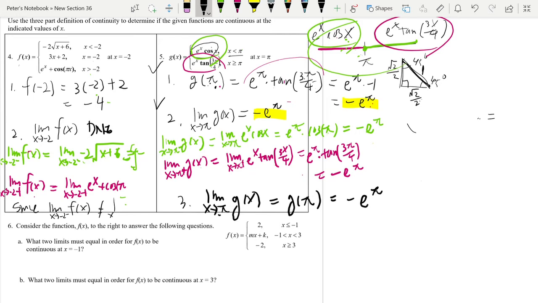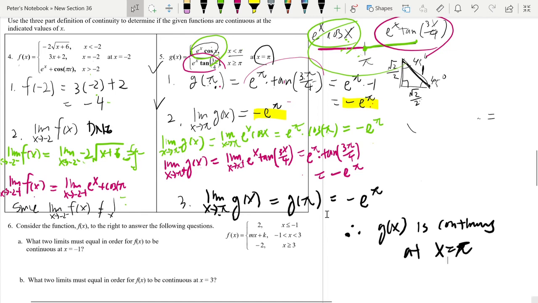So therefore, you're saying my g of x is continuous at x equals pi. So for number 4, it was not continuous, right? The f of x was not continuous at x equals negative 2 because it failed the second condition already, right? But here, for number 5, it satisfies all 3 conditions. So we know that g of x has to be continuous at x equals pi.